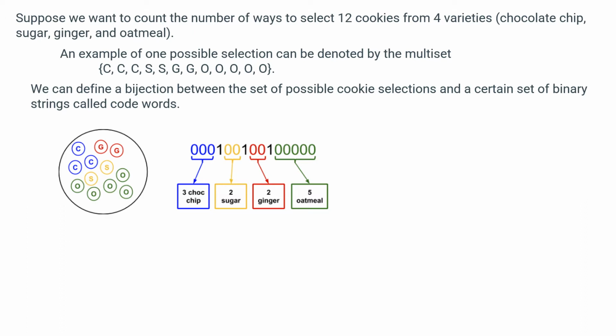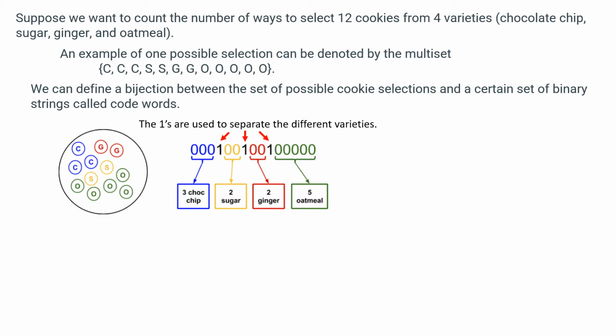Since chocolate chip comes first, we would have the number of zeros that correspond to how many chocolate chip cookies we have. Here's 3 chocolate chip cookies, so I start with 3 zeros. And then, forget about the ones just for a minute, you see there's 2 zeros representing the next kind, which would be sugar, 2 representing the ginger, and then 5 representing oatmeal. So we have zeros corresponding to how many of each variety. But you also notice there's ones in there. We're using ones to separate the different varieties.